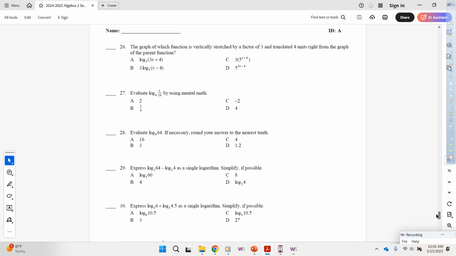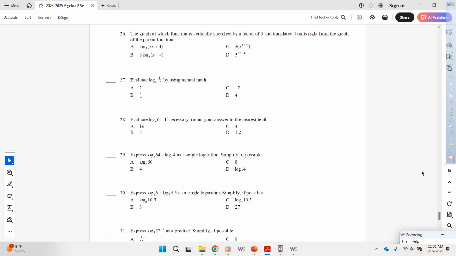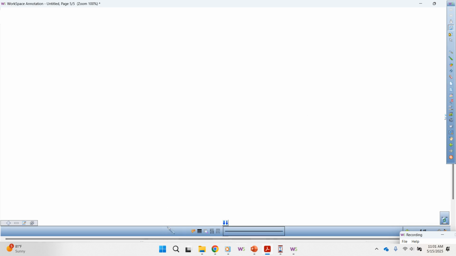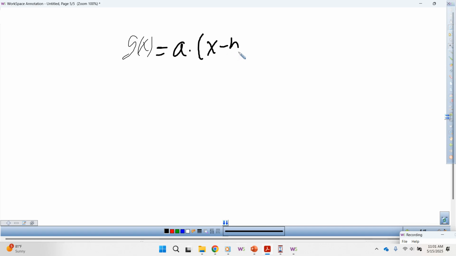All right, let's go to logs. Now, before I get started with logs, quick recap. Look up to the screen. We have a general rule for transformations that looks like this. Look up, don't copy this. And we have A times, parentheses, x minus h, plus k. And then we have a fraction here, 1 over b. Does that look familiar? Yes?